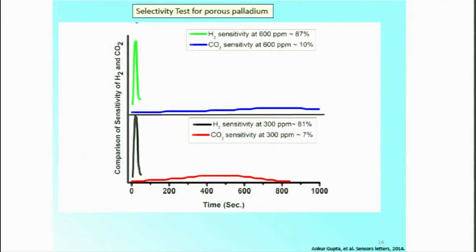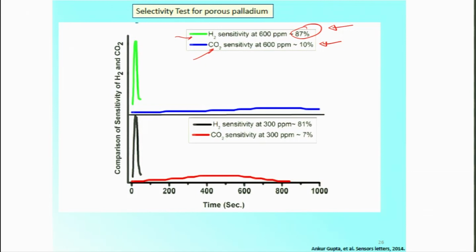We have also investigated the sensor for the selectivity towards H2. Let us say there is an ambience created through two different gases, H2 and CO2, and we induce both the gases at 600 ppm. What is going to be the effect? We can see that the percentage change in the resistivity due to hydrogen is 87%, whereas that due to CO2 is only 10%.